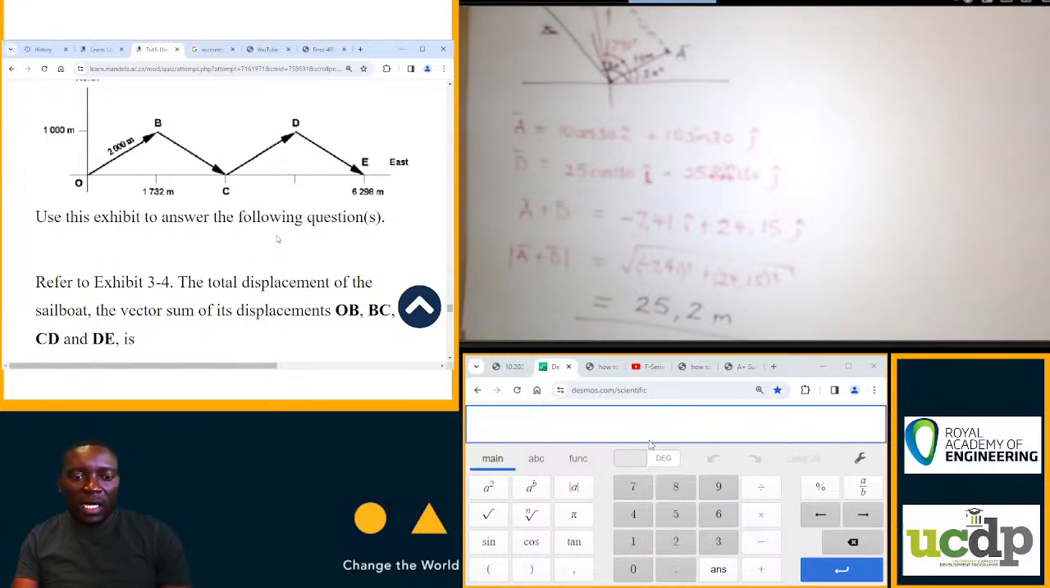which is the vector sum of its displacements, OB, which is 2000 meters, BC not given, CD not given, and DE not given, is, so how do we get the total displacement from O to E? OB plus BC plus CD plus DE. How do we get the total displacement? Anyone?